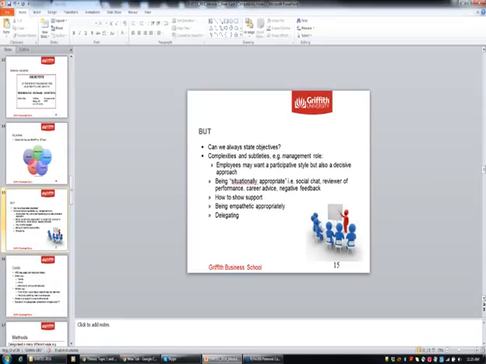Being situationally appropriate. A manager needs to be able to have a social chat without intimidating people, but then they're doing the review of a performance, so that's a totally different role. Sometimes they need to give career advice or negative feedback to help a person improve.